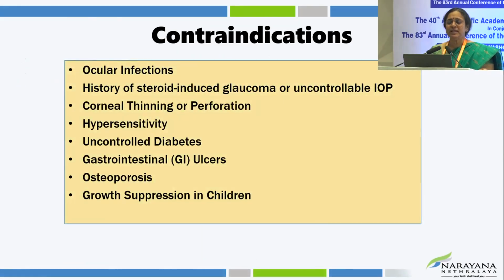Regarding contraindications to steroids, we try to avoid them in patients with associated ocular infections, or if steroids have to be given, it must be under cover of appropriate antimicrobial therapy. Other contraindications include a history of steroid-induced glaucoma or uncontrolled IOP, corneal thinning or perforation, hypersensitivity reaction in some individuals, uncontrolled diabetes, gastrointestinal ulcers, and osteoporosis. In pediatric individuals, we have to be careful when giving systemic steroids.